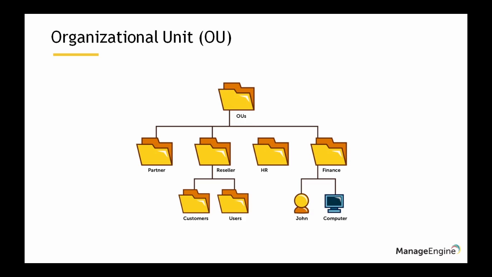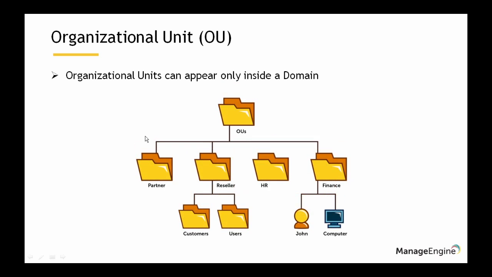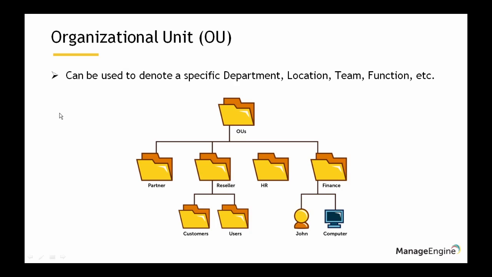Next, let's have a look at something called an organizational unit within Active Directory. Organizational units are terms that can only appear inside a domain. Again, this is going to be used for denoting a specific department. This can be used to denote a specific geographical location if an organization is split across multiple countries. So it can be used to denote a location, team, function, or any other logical boundary that you'd like to create.